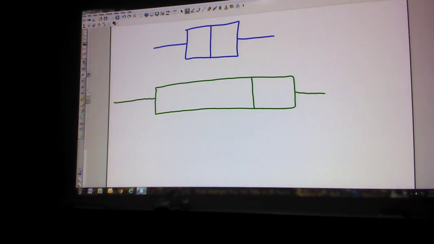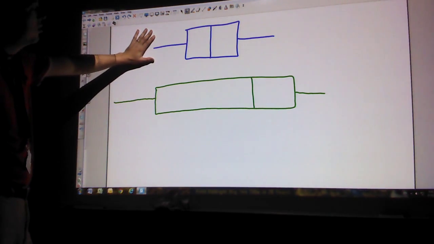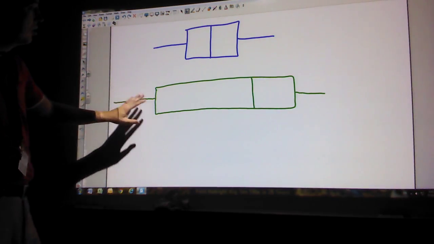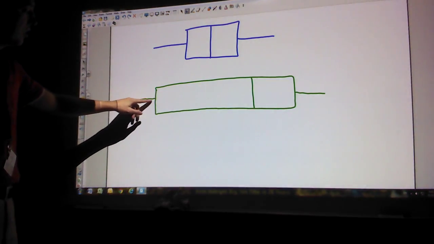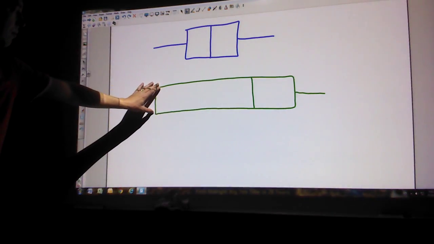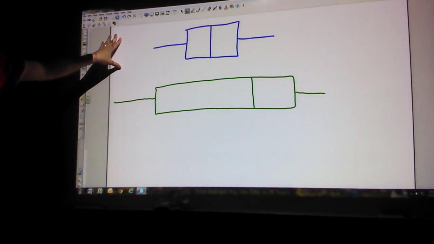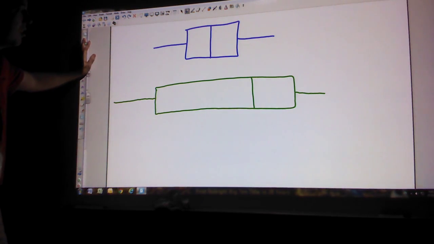So if I was going to compare blue versus green, I would first say blue is roughly symmetrical. Green is skewed left. Notice you can kind of tell that there's a tail here, but also the interquartile range over here, this half of it, part of the box, is longer. So it's also skewed left. So symmetrical, skewed left.